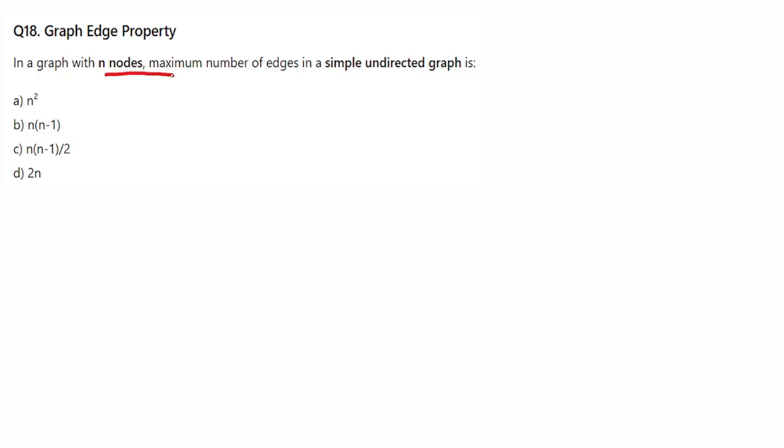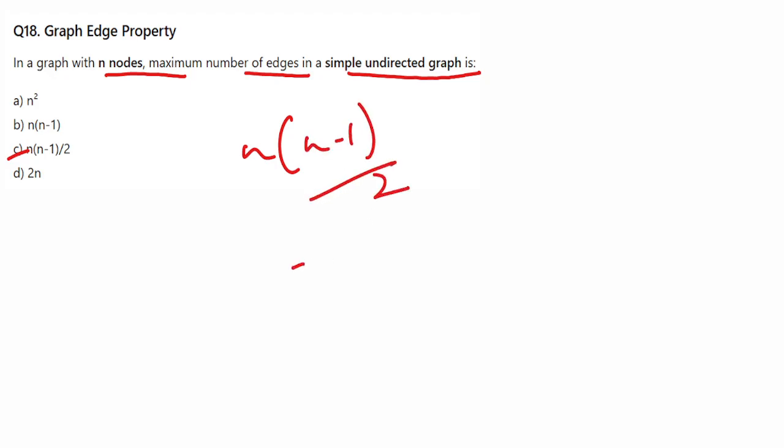In a graph with n nodes, what is the maximum number of edges in a simple undirected graph? The correct option here is option C, n(n-1)/2. It is a complete graph, with no loops and no multiple edges. The correct option is option C. Now move to the next question.